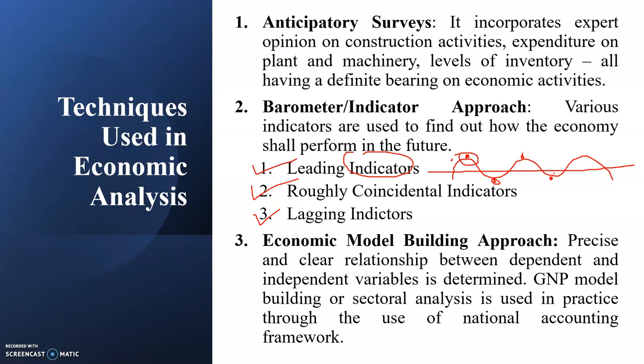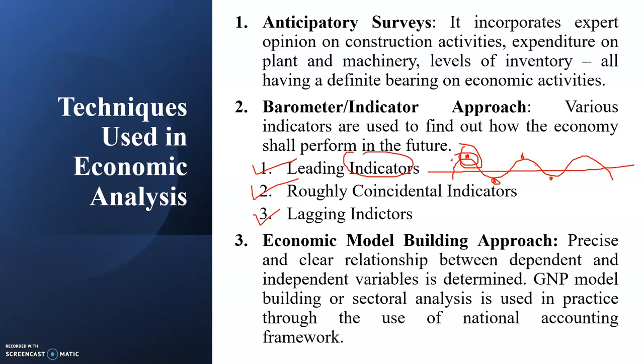Then we have coincidental or roughly coincidental indicators. Coincidental indicators reach their peaks or troughs, the highest or lowest points, at approximately the same time as the economy at large. So you understand? In the case of leading indicators, the indicators reach the highest or lowest point earlier than the economy at large.